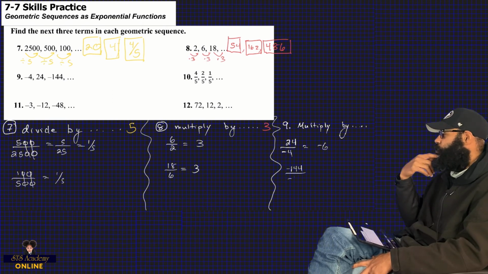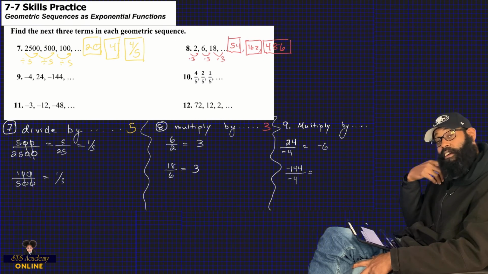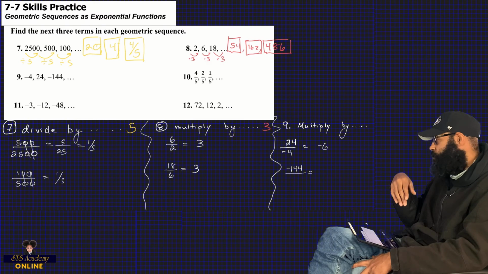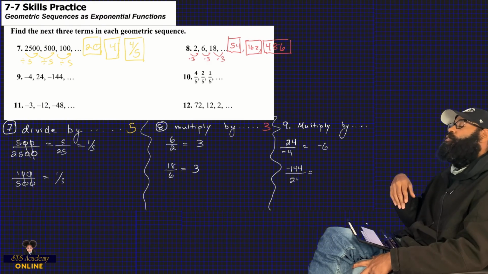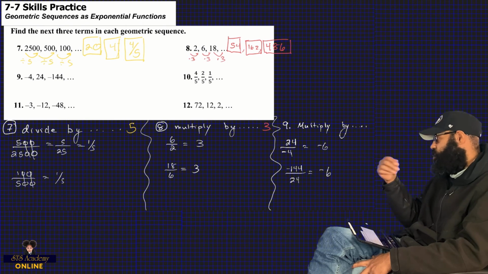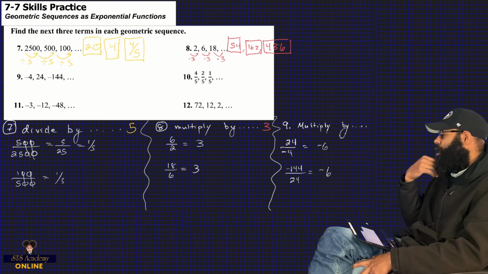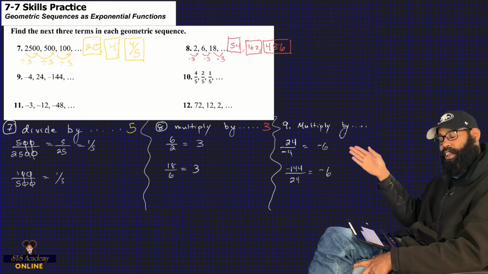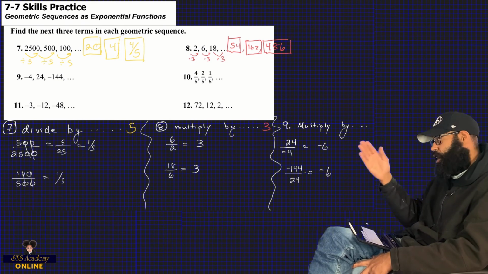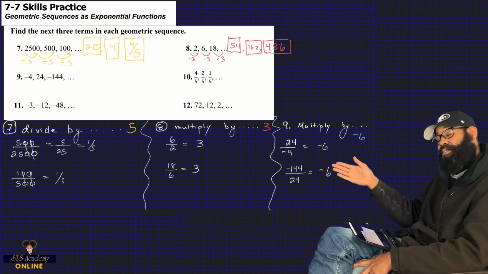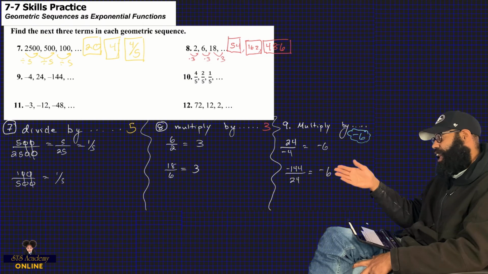But let's check the pattern. Negative 144 divided by 24. And here, guys, you popped it into a calculator, or you wrote out your expanded notation. You know, just cancel things in the top and bottom. But you see you get negative 6. So, literally, that's why it goes from negative to positive to negative to positive, because a negative times a negative will give me a positive 24. Now, a positive 24 times a negative 6, it's going to give you a negative 144.